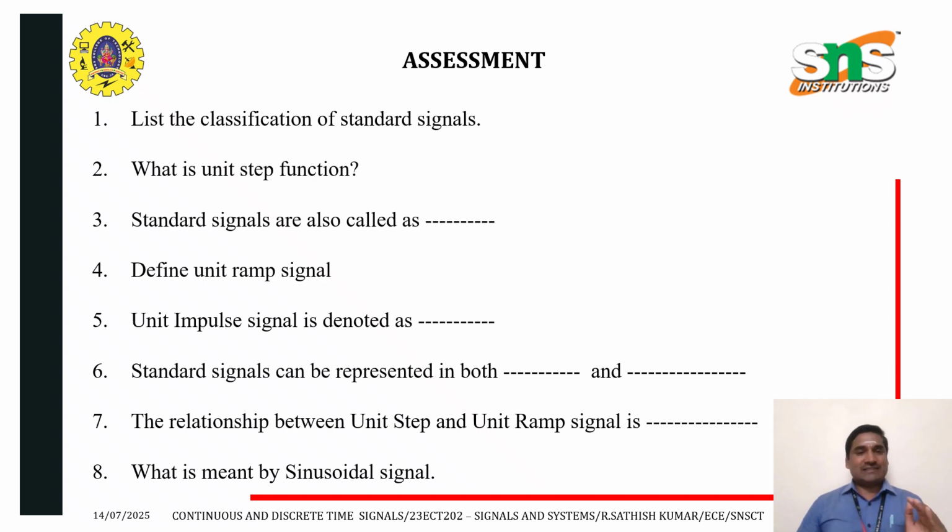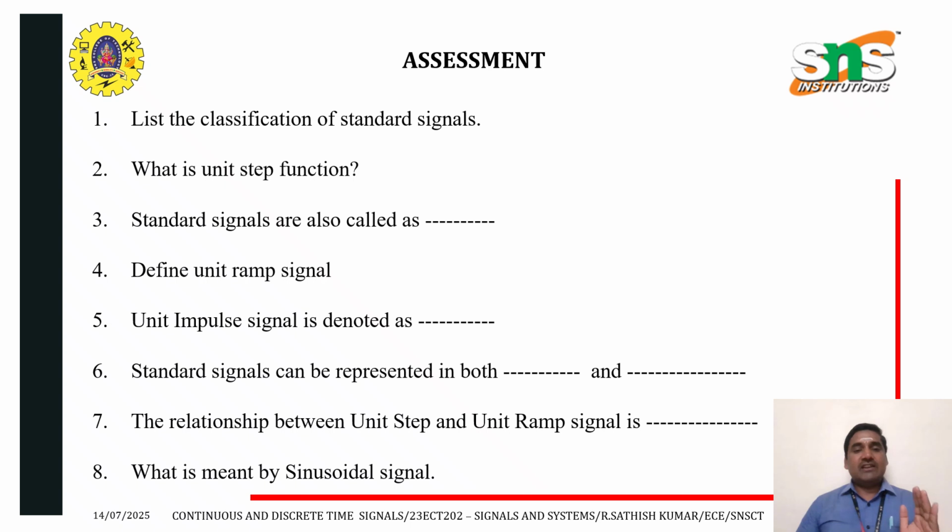Now we can see the assessment. List the classification of standard signals. It can be classified into unit step, unit impulse, unit ramp, complex exponential, and sinusoidal signal. What is the unit step signal? u(t) is equal to 1 for t greater than or equal to 0, and 0 for t less than 0. Standard signals are also called elementary signals.